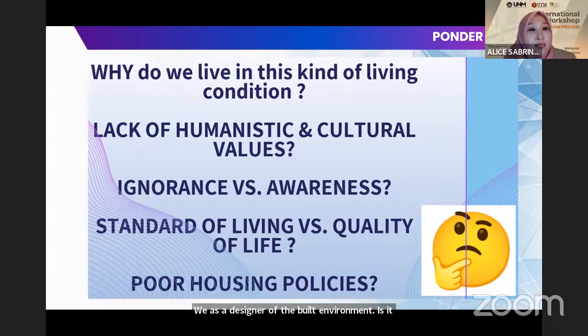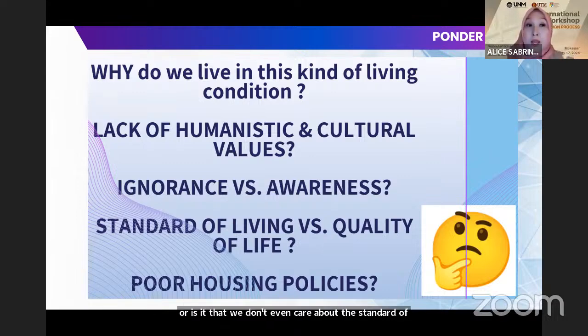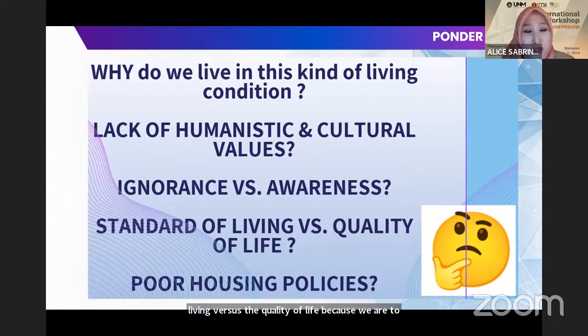Is it that we lack a sense of humanistic and cultural values? Is it that we are being ignorant versus aware? Or is it that we don't even care about the standard of living versus the quality of life because we are too engrossed in talking about economic development, or making profits in certain projects and things like that? Or is it because of the policymakers? Is it because of the government policy, the politicians who set the rules and regulations, who set the projects for us, or who make the guidelines and the policies?